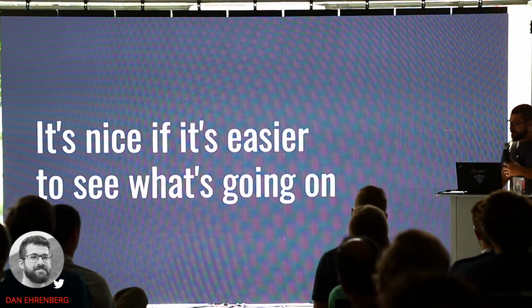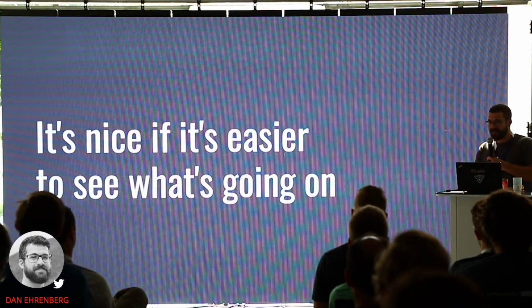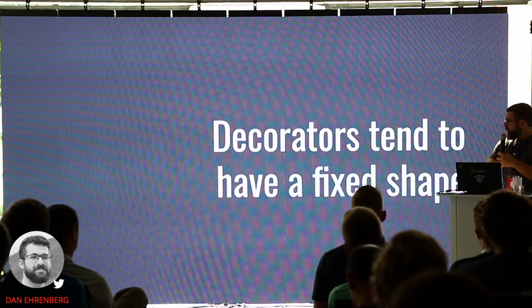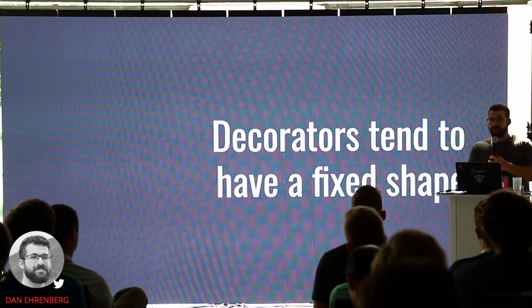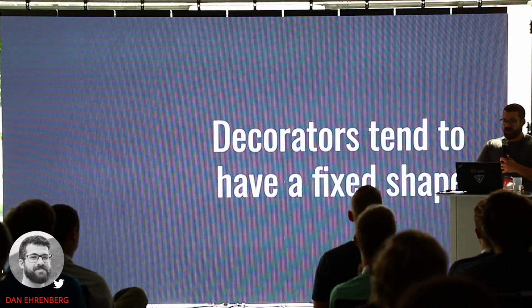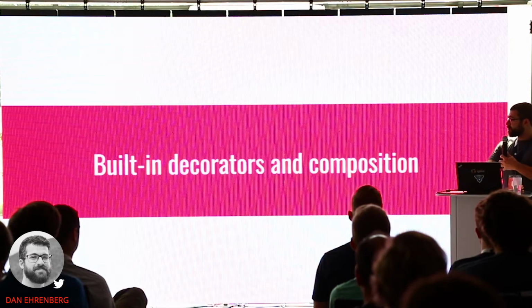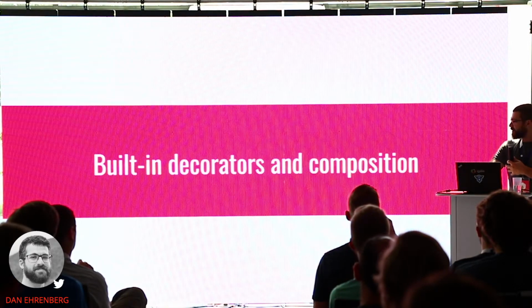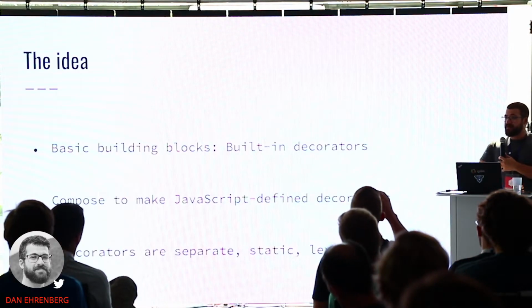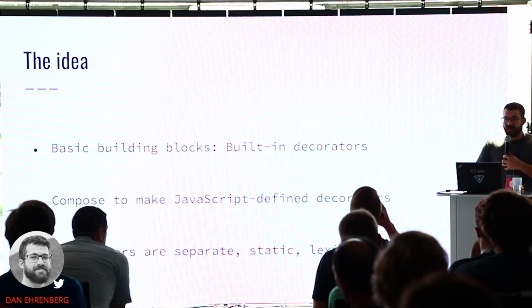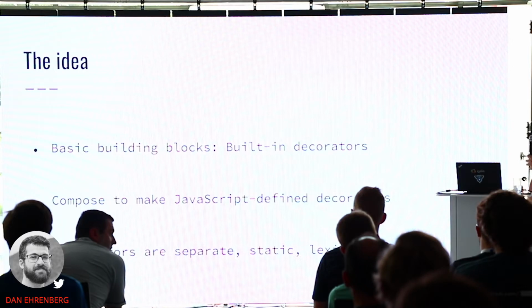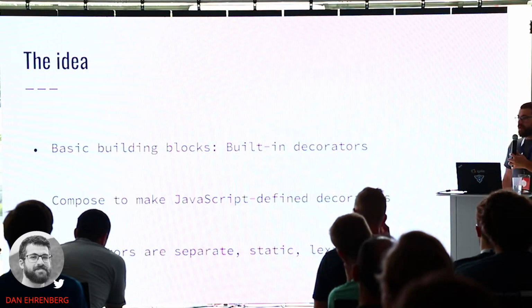So it's nice if the engines, both for transpilers and native JS implementations, can see what's going on. And the truth is that decorators in practice do have certain predictable shape. So the new proposal is for built-in decorators. And the idea is that we have a few basic building blocks of decorators that do something to change the structure of the class. And we have a way to compose them.